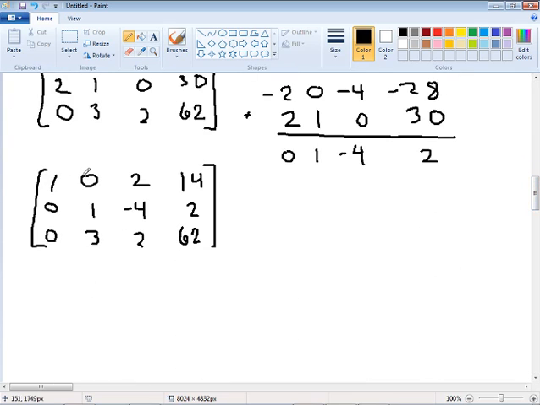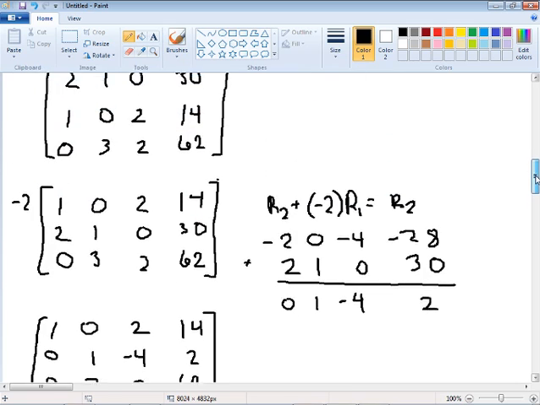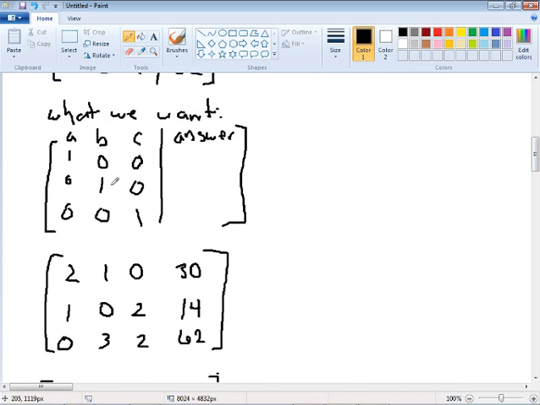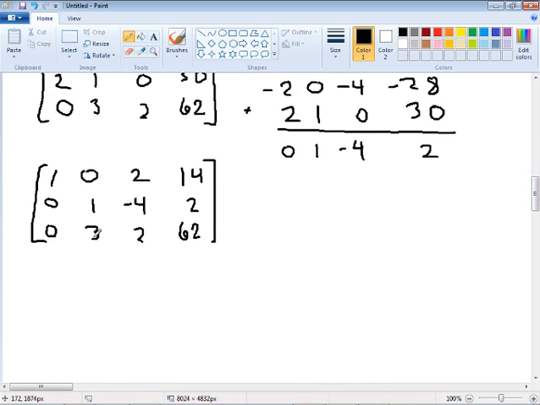Now I want to look at this second column. I have a 0 here, a 1 here, and a 3 there. So I'm going to go back up here, and what I want is a 1 in the middle with zeros on either side. Well, I have a 0 here, but I have a 3 here. So I need to get rid of this 3. Easiest way to do that is multiply that middle row by -3. So I'm going to have row 3 plus row 2 times -3. And that's going to give me my new row 3.